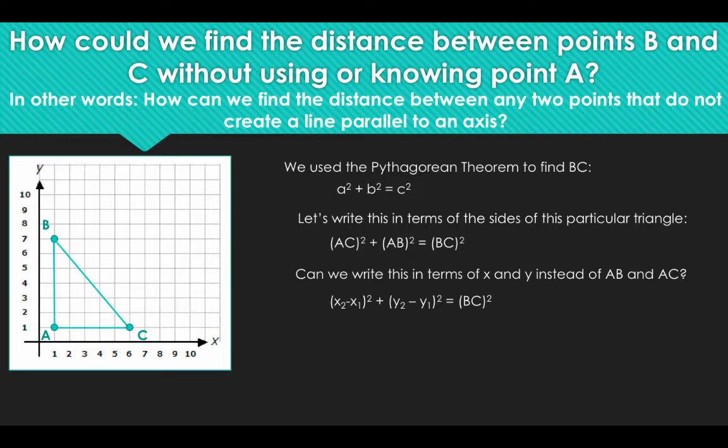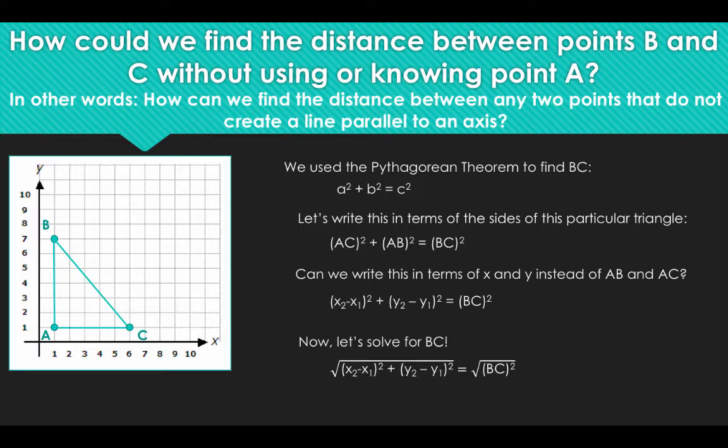Same thing with the y2 and y1. If you took the y2, that would be B, minus the y1, which is A, 7 minus 1 is 6. So that works out. So now let's go ahead and solve this for BC. All we need to do is get rid of that square to get BC by itself. So let's square root both sides of this equation.